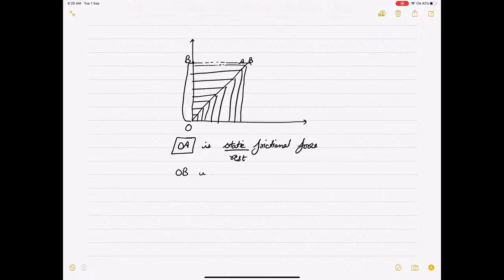OB is known as limiting frictional force. Why is it called limiting frictional force? Because this is the limit of the force, the maximum limit. Now, why am I saying maximum limit of the frictional force? Because either it is static or it is kinetic, the limiting frictional force is maximum.